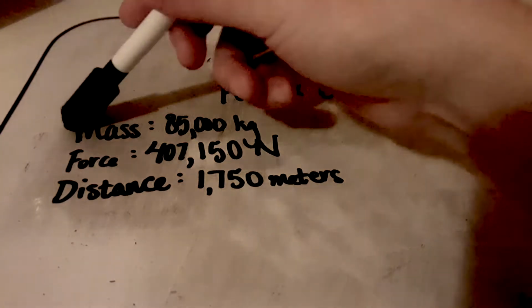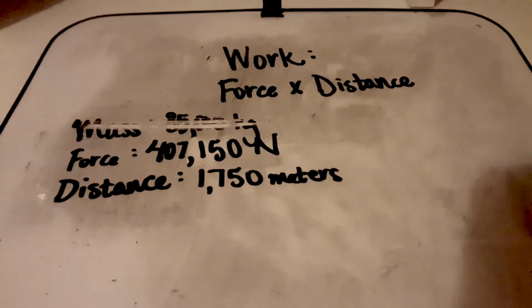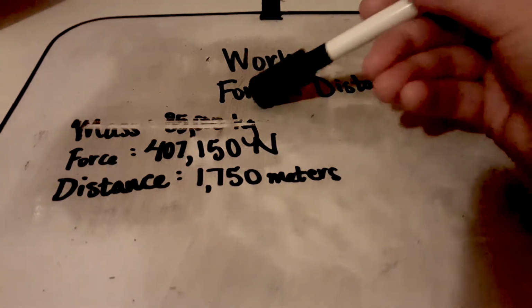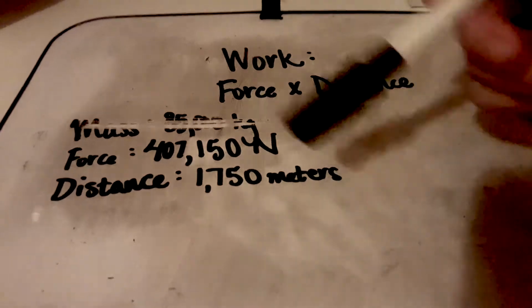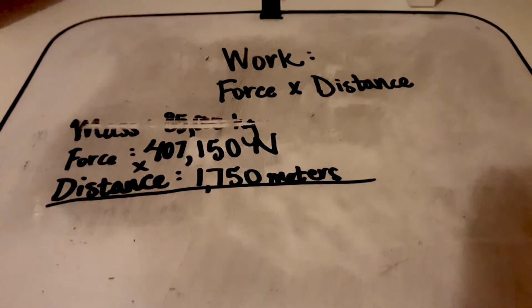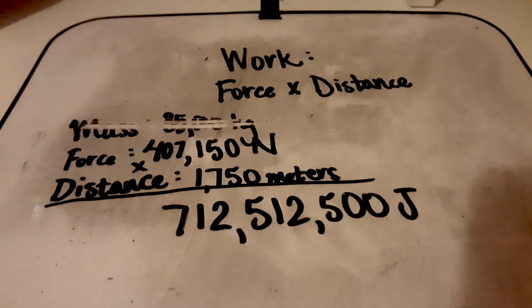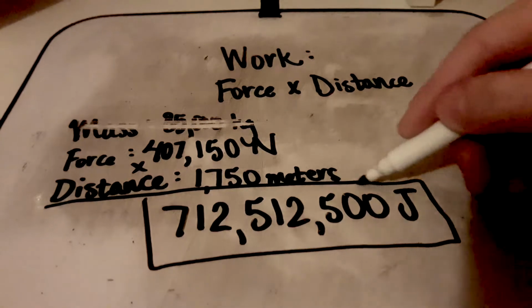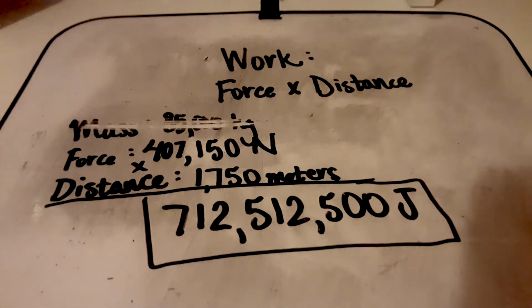So we can ignore mass for this one, and instead we're going to multiply force times distance, which will then equal 712,512,500 joules. And don't forget to put the joules so it can be labeled as work. There we go.